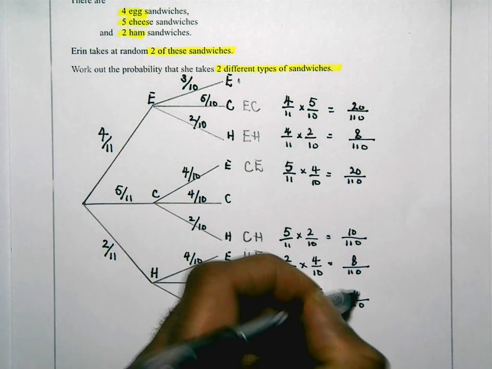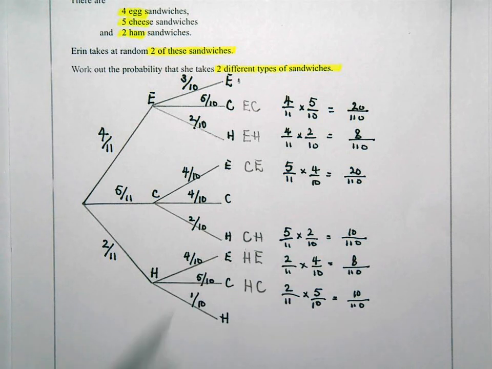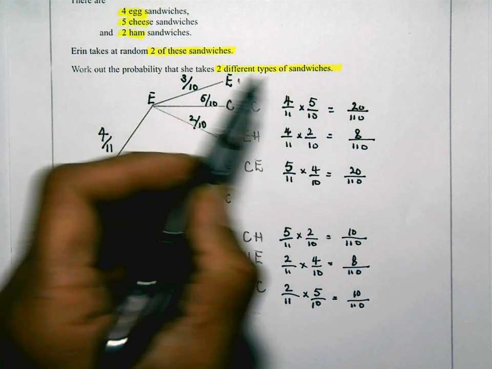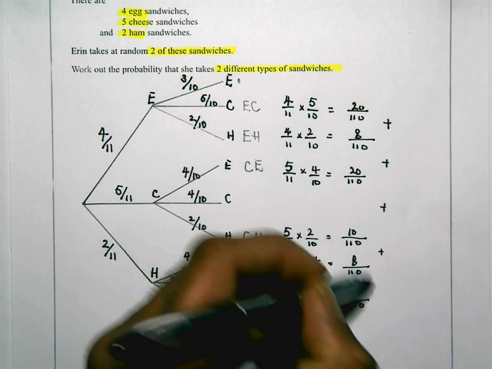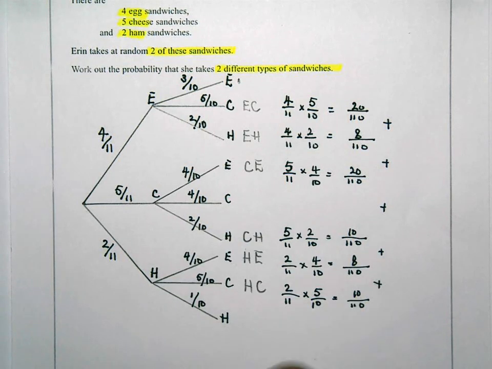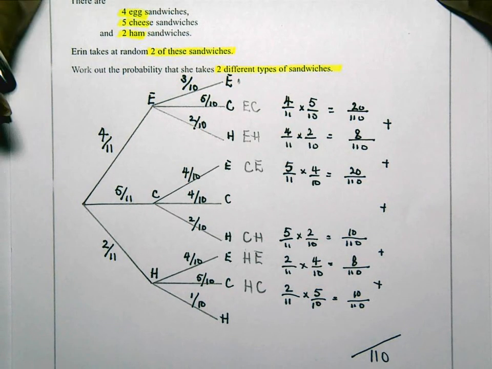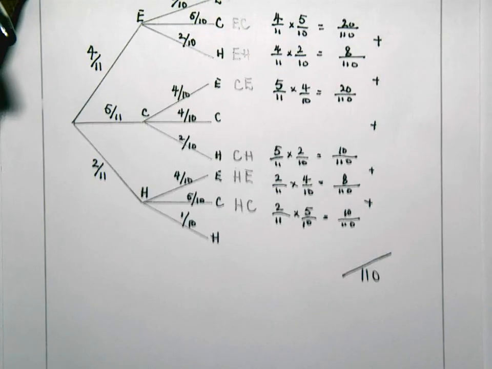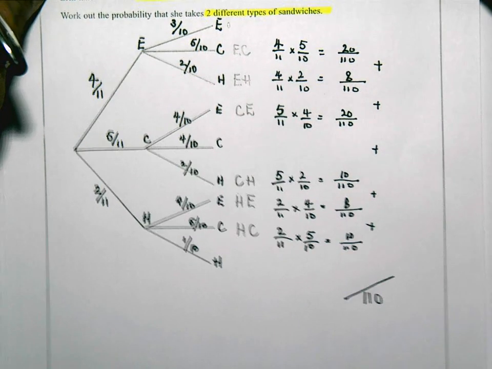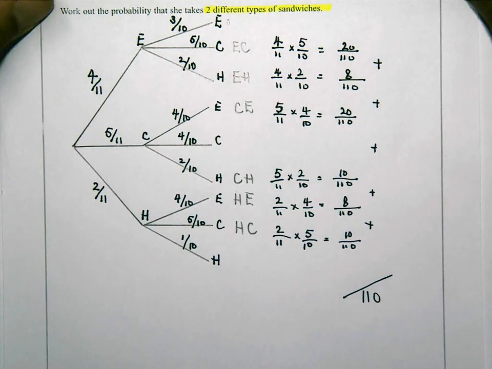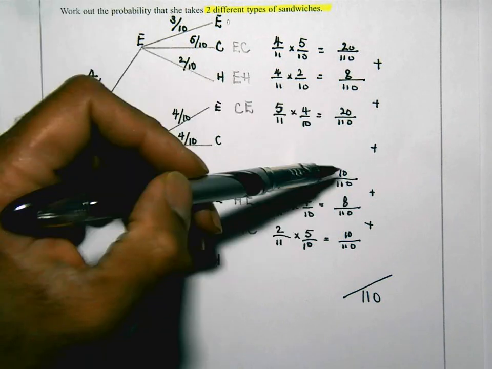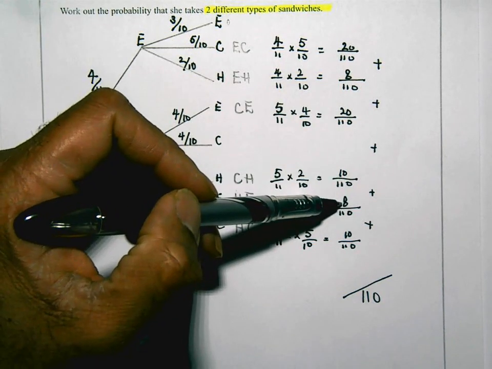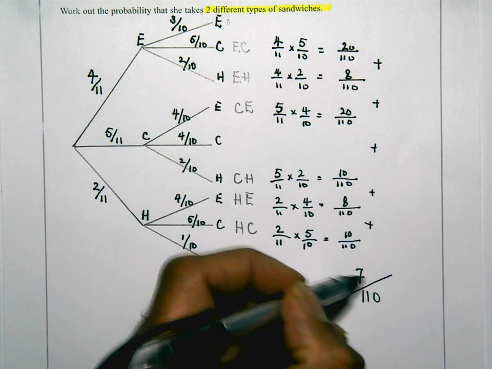Now, in order to work out the probability that she takes two different sandwiches, I need to add all of these probabilities. Because the denominator in all of them is 110, when I add them up, the answer is going to be out of 110. I just need to focus on adding the numerators. So 20, add 8 is 28, add another 20 is 48, 58, 66, 76. And this is my answer, 76 out of 110.